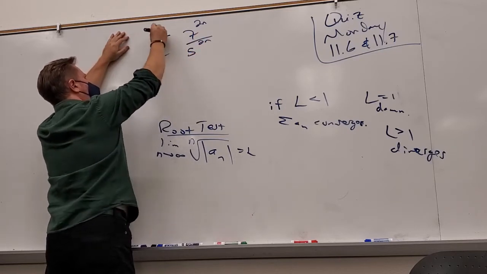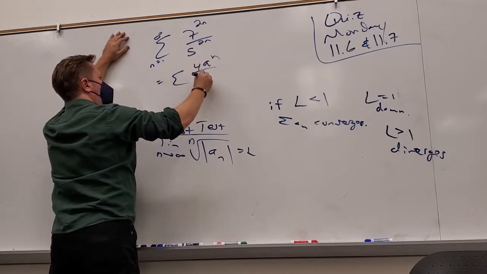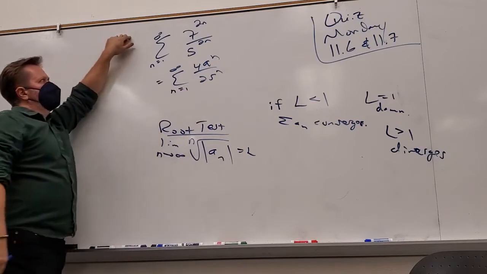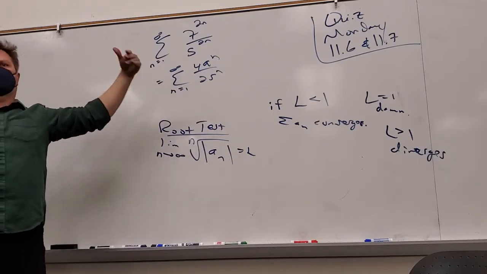Well, no, the first thing I would do is figure out this is actually 49 to the n over 25 to the n. Then you have geometric. Could you also do the root test? Yeah, of course. You could also just leave it, and it would still work if it was 7 squared and 5 squared.